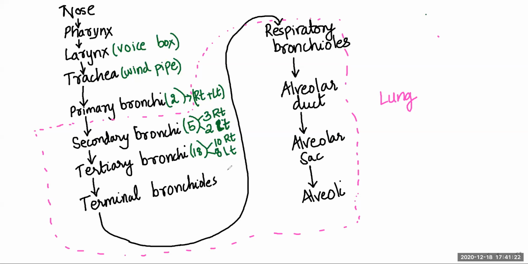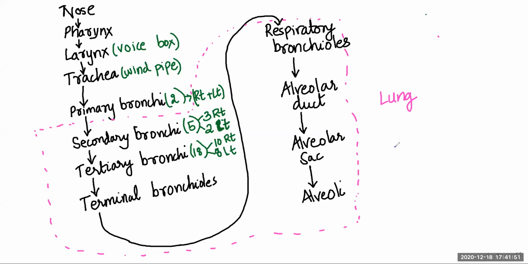Okay, after that we lose count. Now, the main function of the lungs is exchange of gases, right? Even though all these bronchi are there, is there exchange of gases?